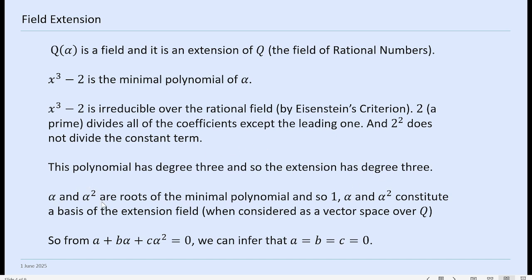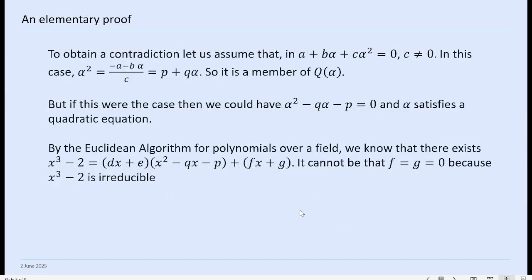1, alpha, alpha squared are a basis of the extension field when considered as a vector space over Q. That means these three are linearly independent, and that means we've got it. A equals B equals C equals 0. We're also going to give an elementary proof because the people sitting in the Olympiad are pre-university.